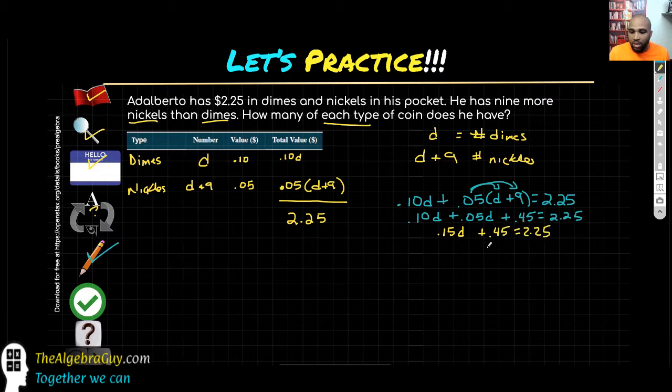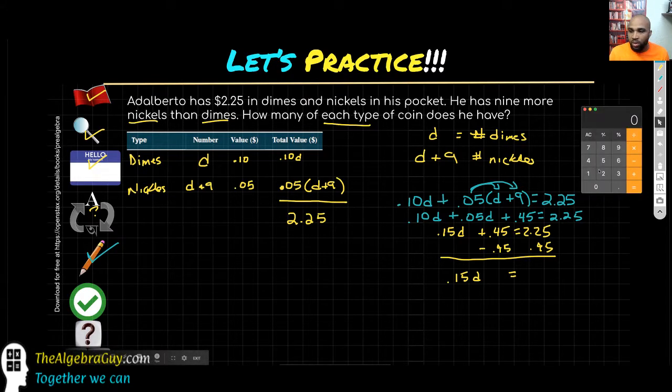2.25. I could subtract 0.45 on both sides. And when I do that, that leaves me 0.5D equals, what is 2.25 minus 0.45? I'm not going to even bother, though I can. Let's just use our calculator. 2.25 minus 0.45 is 1.8.